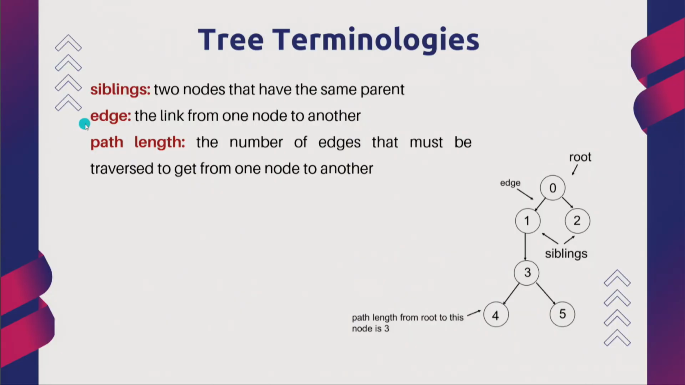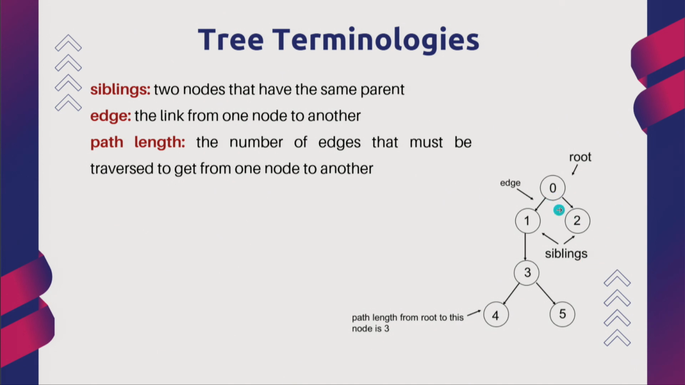So, here we have some more terminologies like siblings, which means two nodes having the same parent. And you know what an edge is, it is the link from one node to another, and I told you what path length is, which is the number of edges that must be traversed from one node to another. So, here we will see with an example.